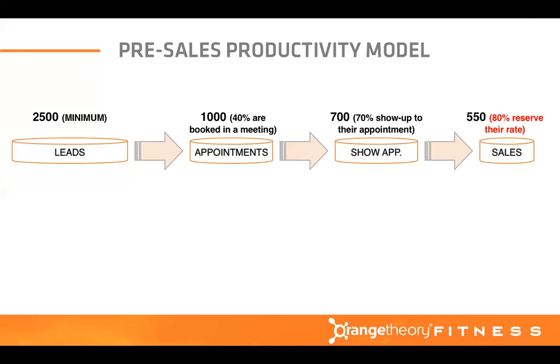Okay? So the minimum amount of leads that I want you guys to focus on is getting 2,500. That's going to convert into 1,000 appointments booked. 70% of those are going to show up, 700 appointments, and 80% are going to reserve the rate. If you do better on these ratios, you'll crush that 550 club.